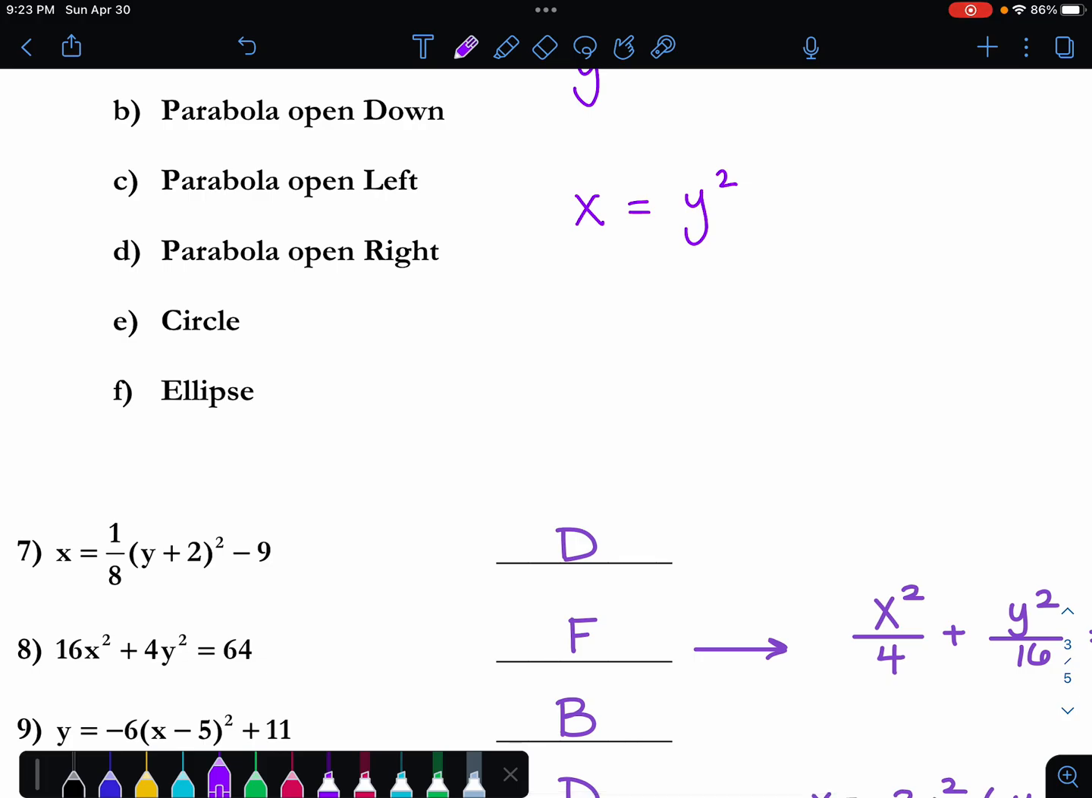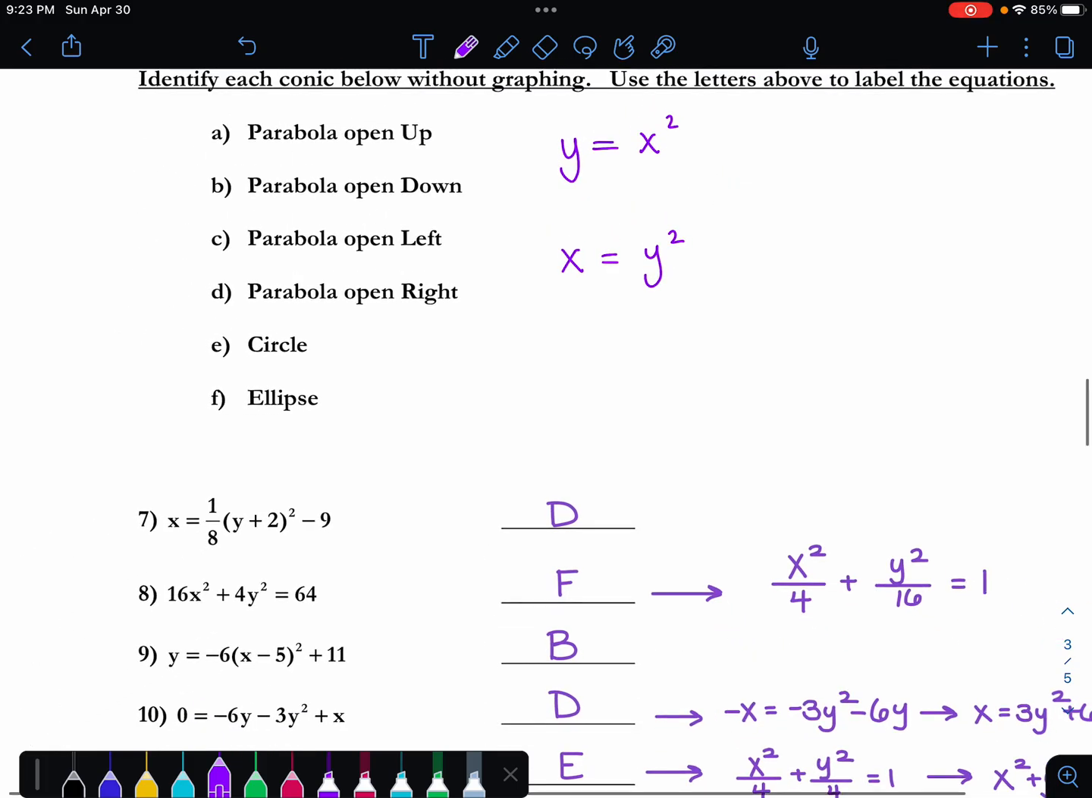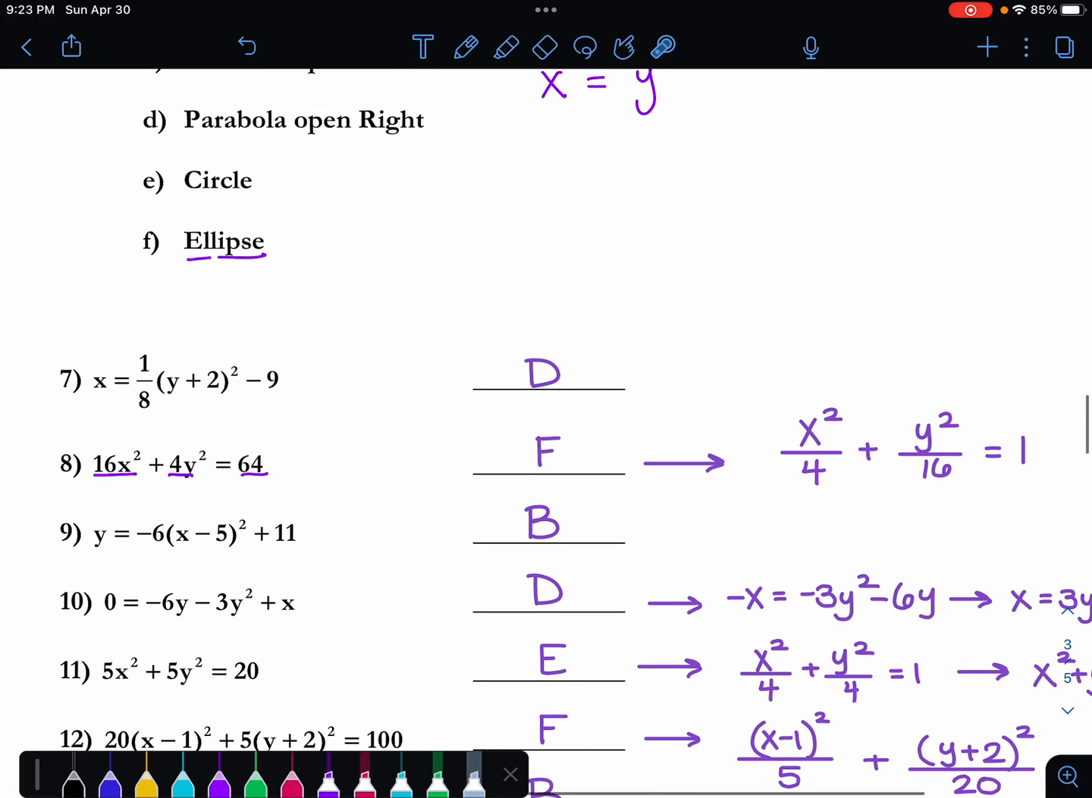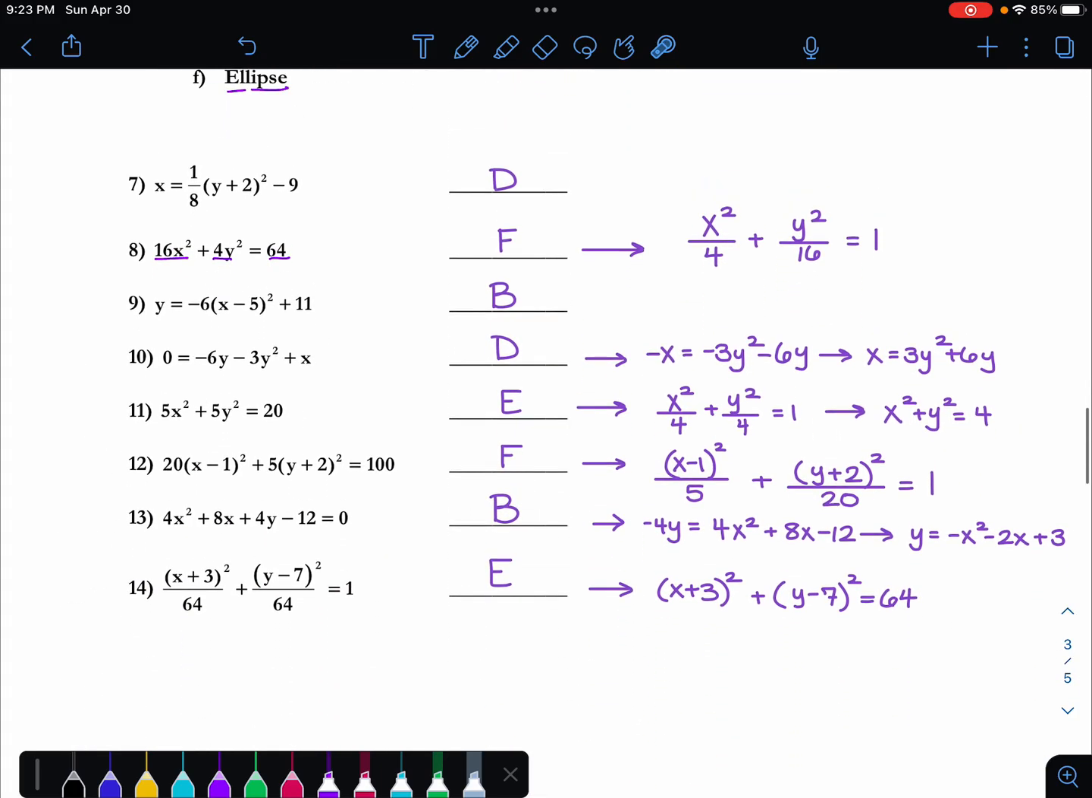An ellipse will have those fractions equaling 1. However, it might not always be in standard form. So like for number 18, you'd have to divide and see, are these coefficients the same? Since they're not, we know that if you were to convert it to standard form, they have two different denominators. So this is in fact an ellipse, versus something like number 11, a very similar setup, but this time these two coefficients are the same. So this is a circle. If we were to divide everything by 20, these two denominators would be the same. So we know it's a circle.